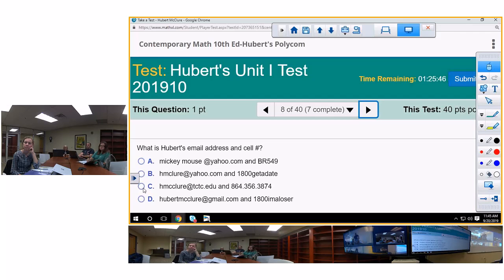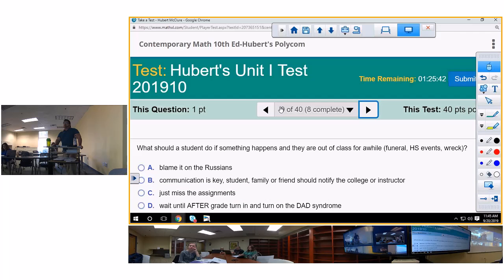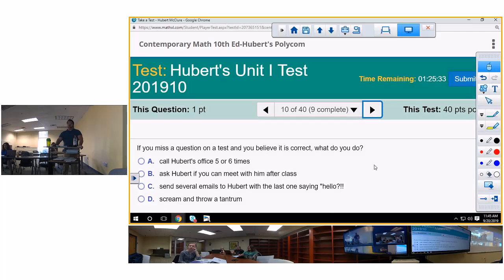And that is the most missed question. Don't ask me why. What should you do if you are out of class for a while, blah, blah, blah? What happens? Communication. There you go. If you miss a question on a test and you believe it is correct, like a 1/2 versus a 0.5, and the directions are vague, you throw a tantrum. That's what you do. Because we all know if you throw a temper tantrum, that's how you get your way.